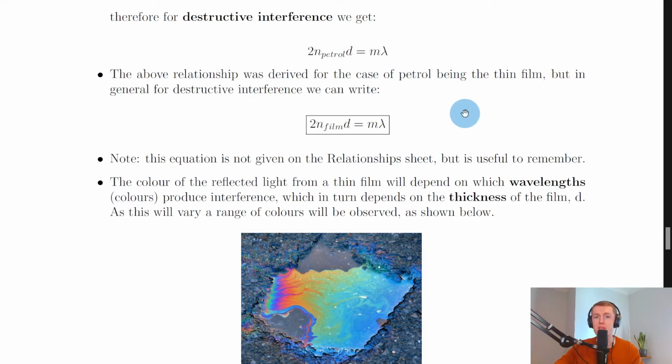The constructive interference equation would have m plus a half lambda, and the one we derived here for destructive interference is just m lambda. Now I should point out that this derivation is not examinable. You won't be asked to do this in the exam, but it is worth remembering this equation for destructive interference and being able to use it.